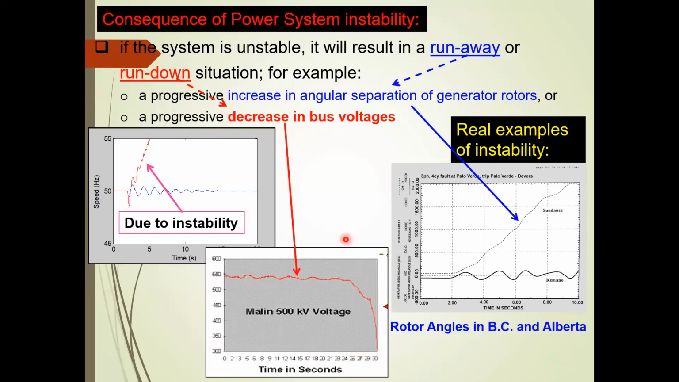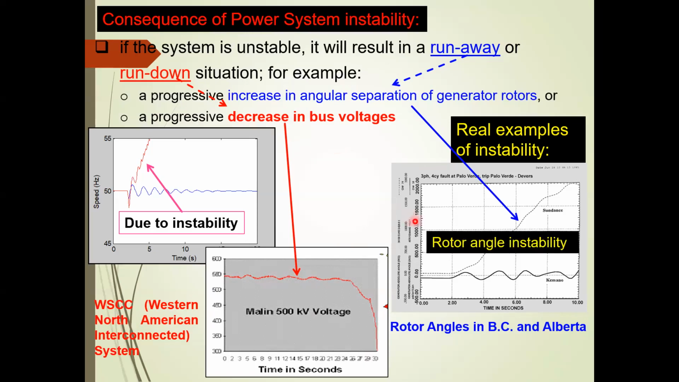And that was the case which we observed in the Western North America interconnected system blackout. So these are some of the real examples where we have instability because of these runaway and rundown situations. This we call rotor angle instability, and this we call voltage instability. And I have referred to this from the lecture by P. S. Kundur.